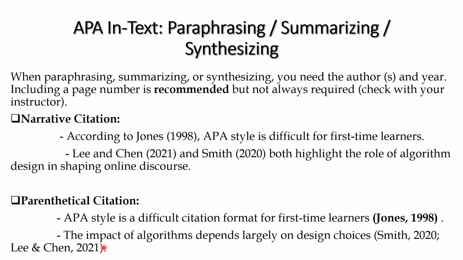When citing multiple sources, list them alphabetically, separated by a semicolon, as appears here. So whether you use narrative or parenthetical style, the key is to give credit consistently. And when you synthesize, you demonstrate critical thinking by showing how different sources connect.